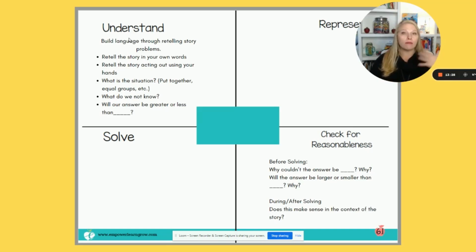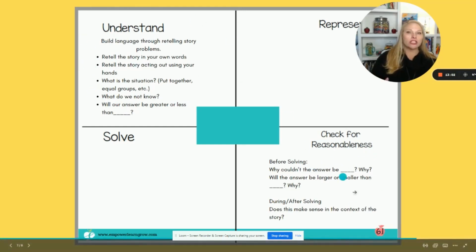The more I do problems like this, the more they start to recognize I've got to be paying attention. And when I actually act out the problem, it's helping me to know what to do in the problem. So what do we know? What do we not know? What is the situation? Are we putting things together? Are we taking things apart? And then it says, will our answers be greater than or less than? That's really a check for reasonableness. So now I'm going from understand and I'm popping down here to checking for reasonableness. It doesn't have to be linear.